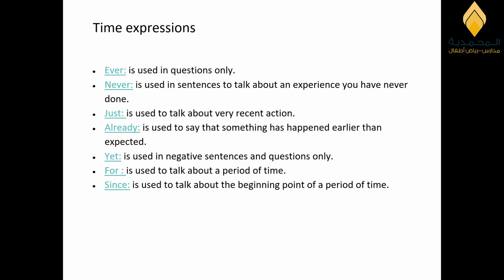Already is used to say that something has happened earlier than expected. I have already done my homework. Yet is used in negative sentences and questions only. I haven't had my lunch yet. Have you had your lunch yet? For is used to talk about a period of time. So, I have taught English for 5 years. So 5 years is a period of time. Since is used to talk about the beginning point of the period of time. So I can say, I have taught English since 2014.